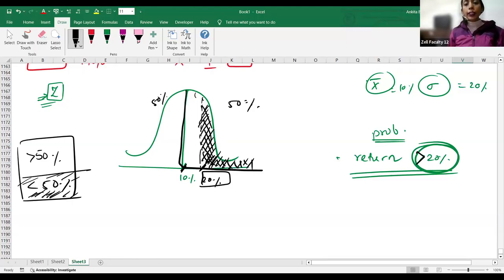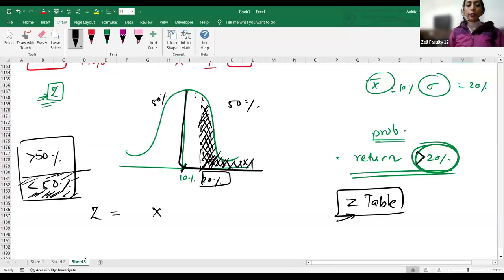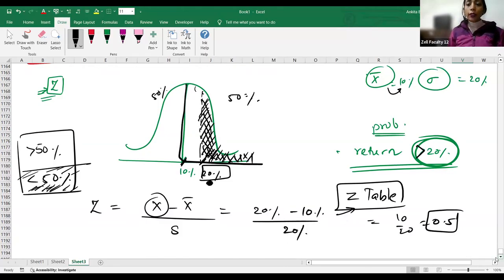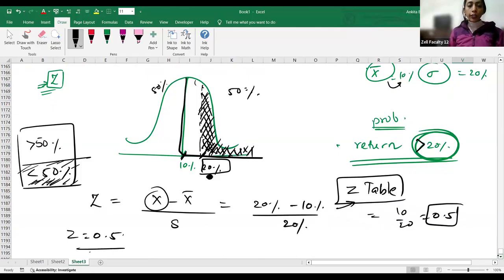To find the probability, we have a Z table that can be used. To use the Z table, we need to find a Z value. The formula for the Z value is X minus X bar divided by standard deviation. Here X bar is 10%. What is X? X is this value through which you have to do the comparison. So 20 minus 10 divided by 20 gives 10 divided by 20, which is equal to 0.5. So the Z value that you have is 0.5.